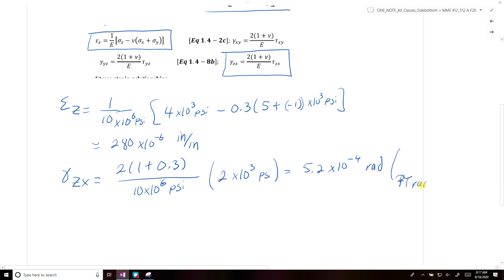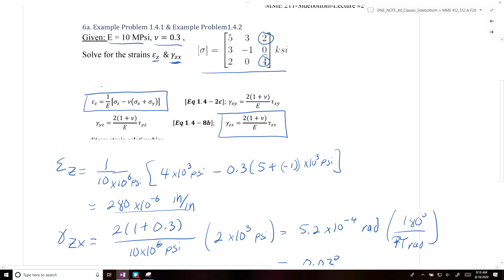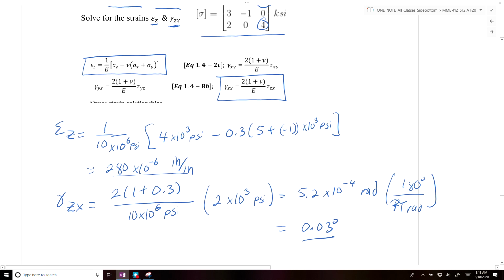If you multiply that by 180 degrees per pi radians, you can get the shear strain in terms of an angle. So that's going to be equal to 0.03 degrees. So the shear strain in this case is a very small angle. So that concludes how you could solve, if you're given a stress matrix and the elastic properties, for any strain, either a normal strain or a shear strain, using the stress strain relationships we developed in the last two lectures.